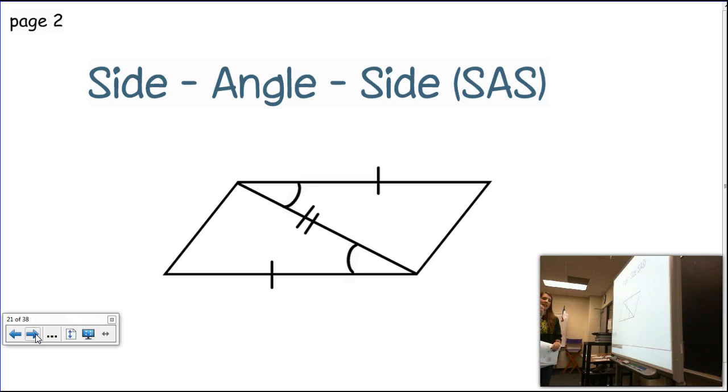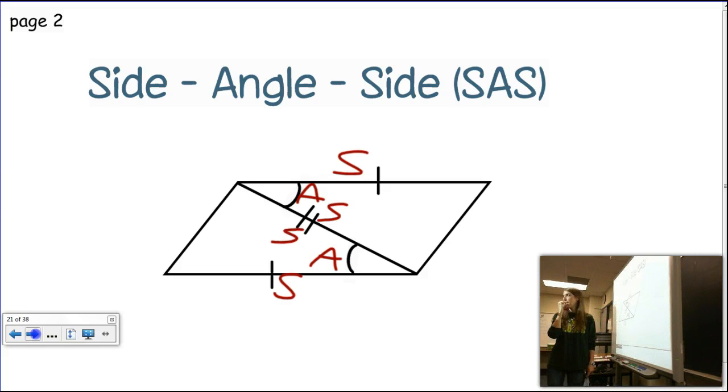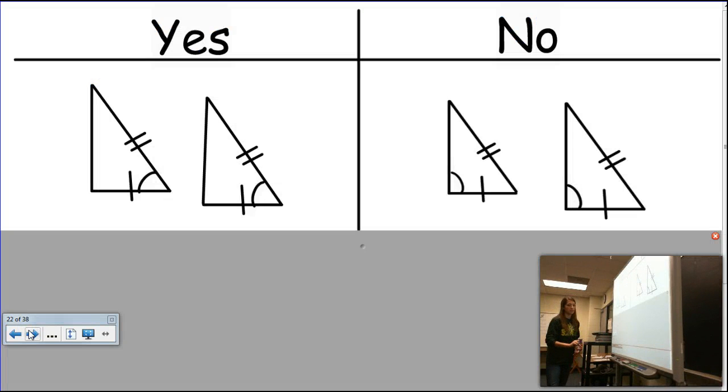These are sharing a side, but it's still side, angle, side. Side, angle, side. All right? That's actually all the pages that we're going to do today. We're going to finish our book on Monday, but keep it on your desk because you might want to look at it as we're taking notes.